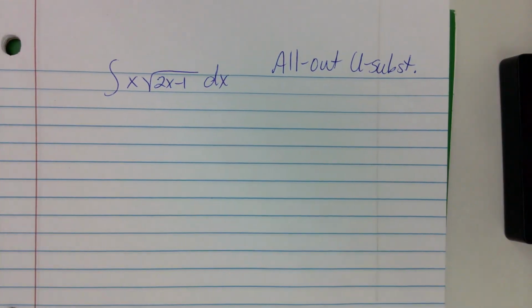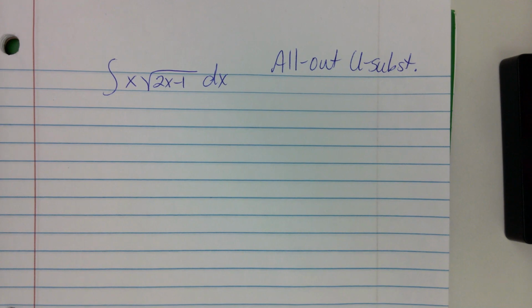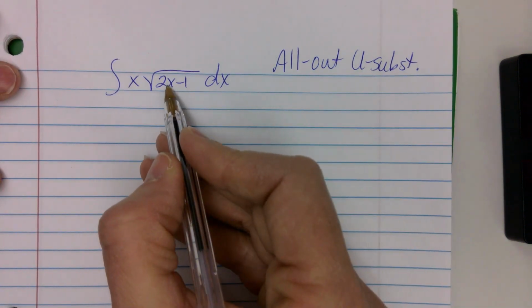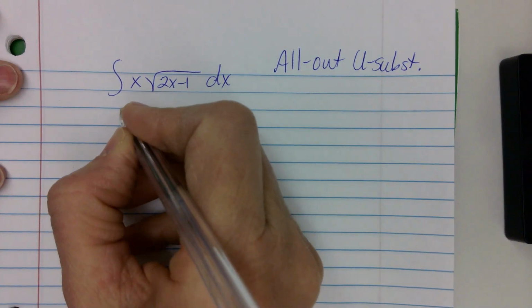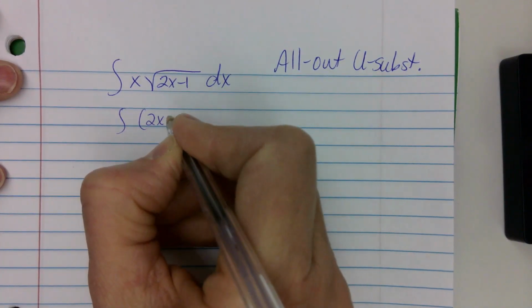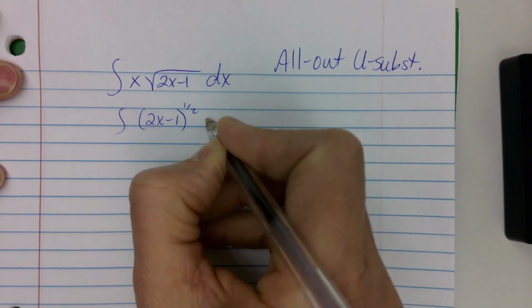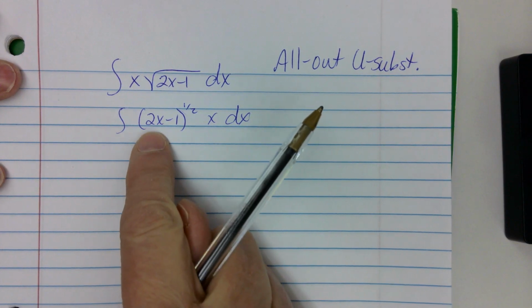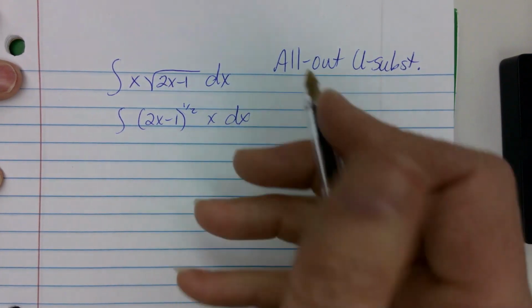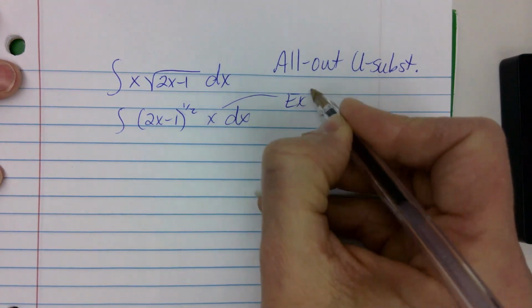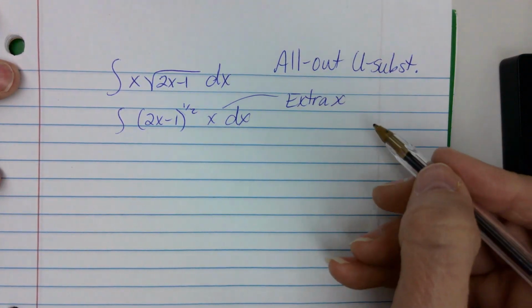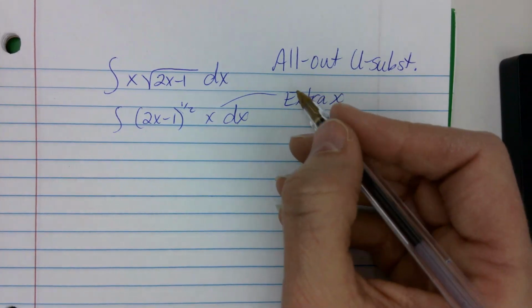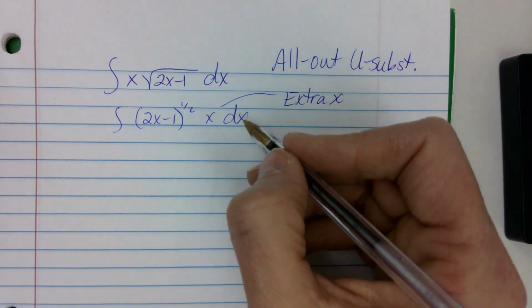Because if I changed this square root to be a blob to the 1/2, but I'm looking at that blob, y'all, what is the derivative of it? It's just a plain 2. Right here, whenever we have an extra x, we got problems. So just thinking in terms of blobs does not work.